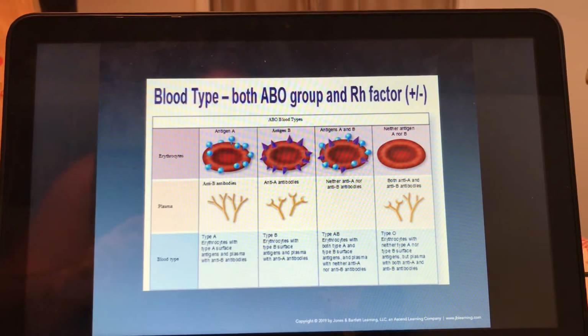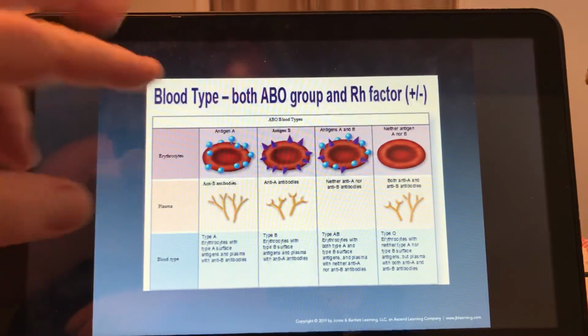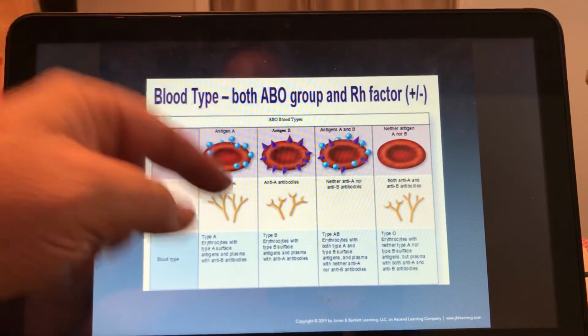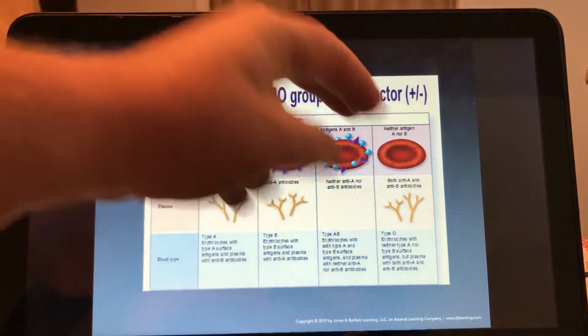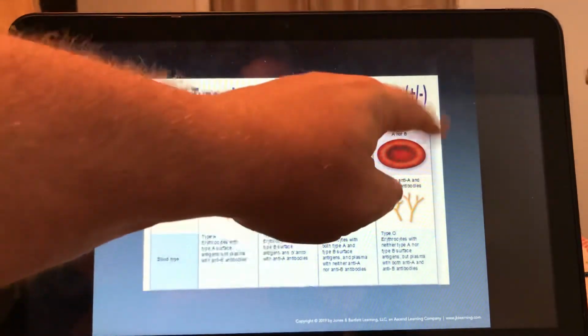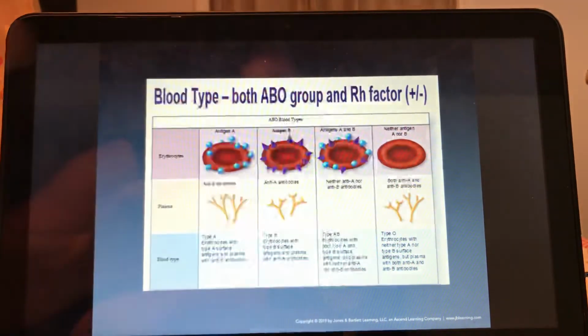A has the A antigen on the red blood cells, and it has the B antibodies. The reverse is for type B. B has the B antigens and the A antibodies. If you have A and B, you have zero antibodies. If you have no antigens, you have both.